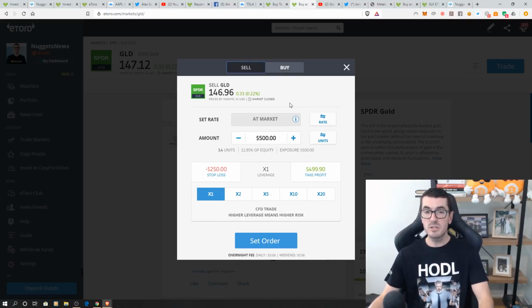So same again, as I showed you before, we just set this up with a price, with the amount, if we want to use that leverage or not. I wouldn't recommend that for beginners. Then we set up our stop loss, our take profit levels, and execute the trade.